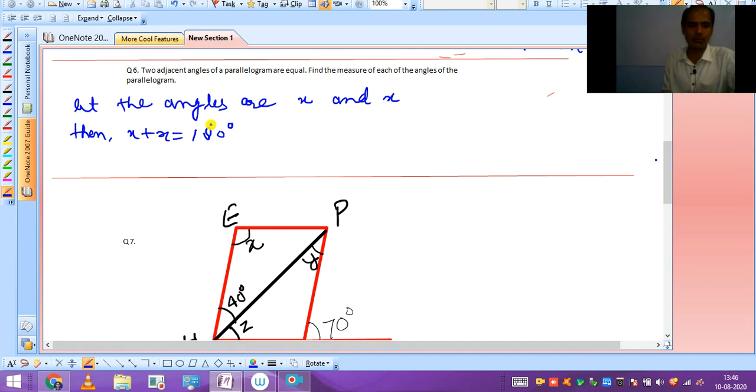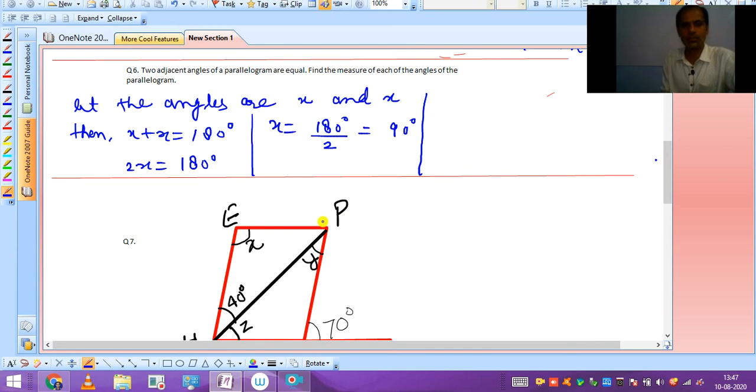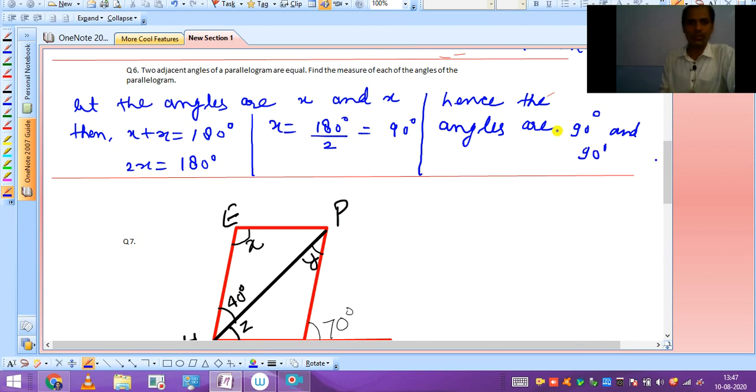Because the sum of adjacent angles is equal to 180 degree, then 2x equals 180 degree, then we can write x equals 180 degree upon 2, that is equal to 90 degree. Okay, x is 90 degree, it means both the angles measure 90 degree, hence the angles are 90 degree and 90 degree. This is the answer of question number 6.